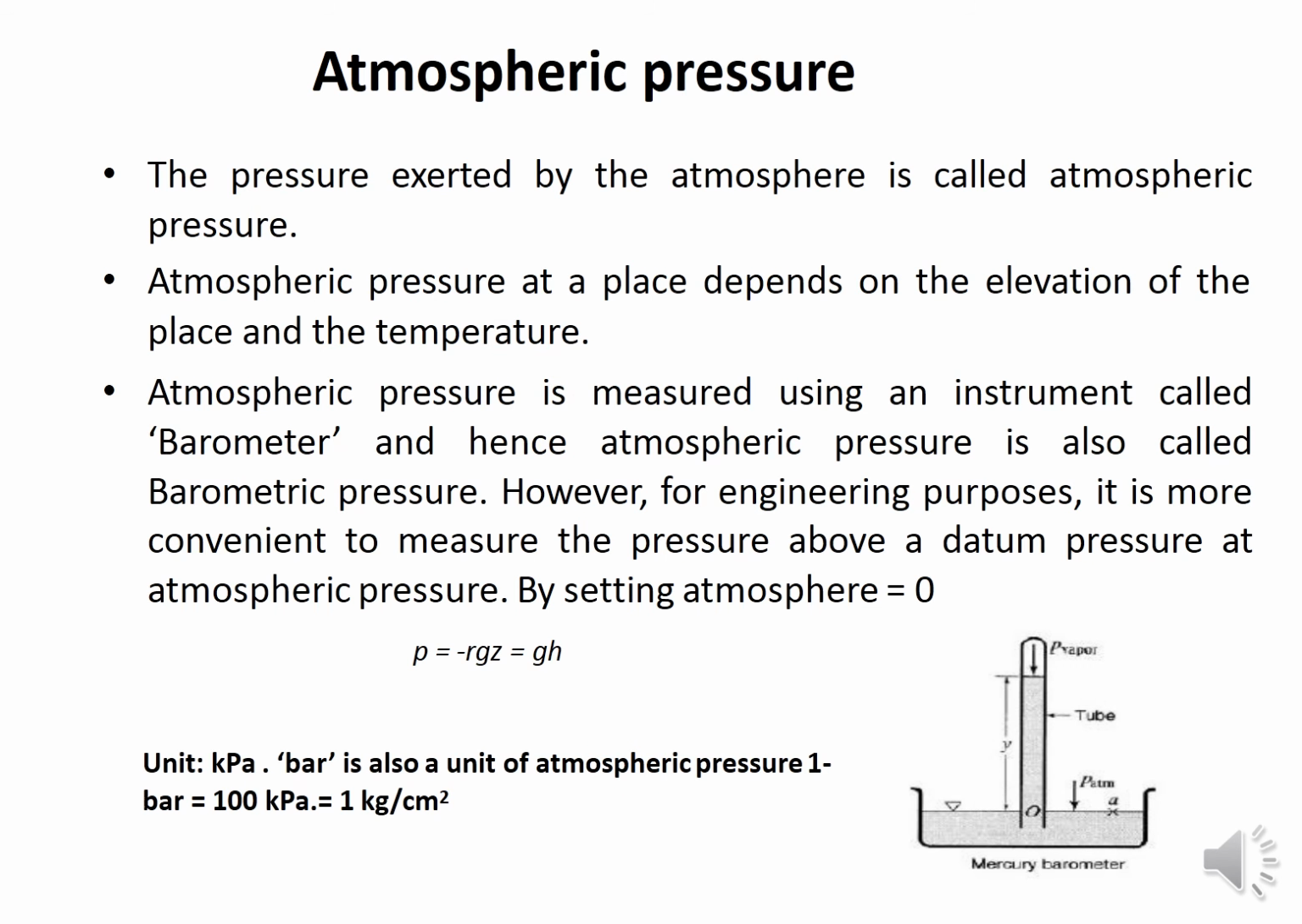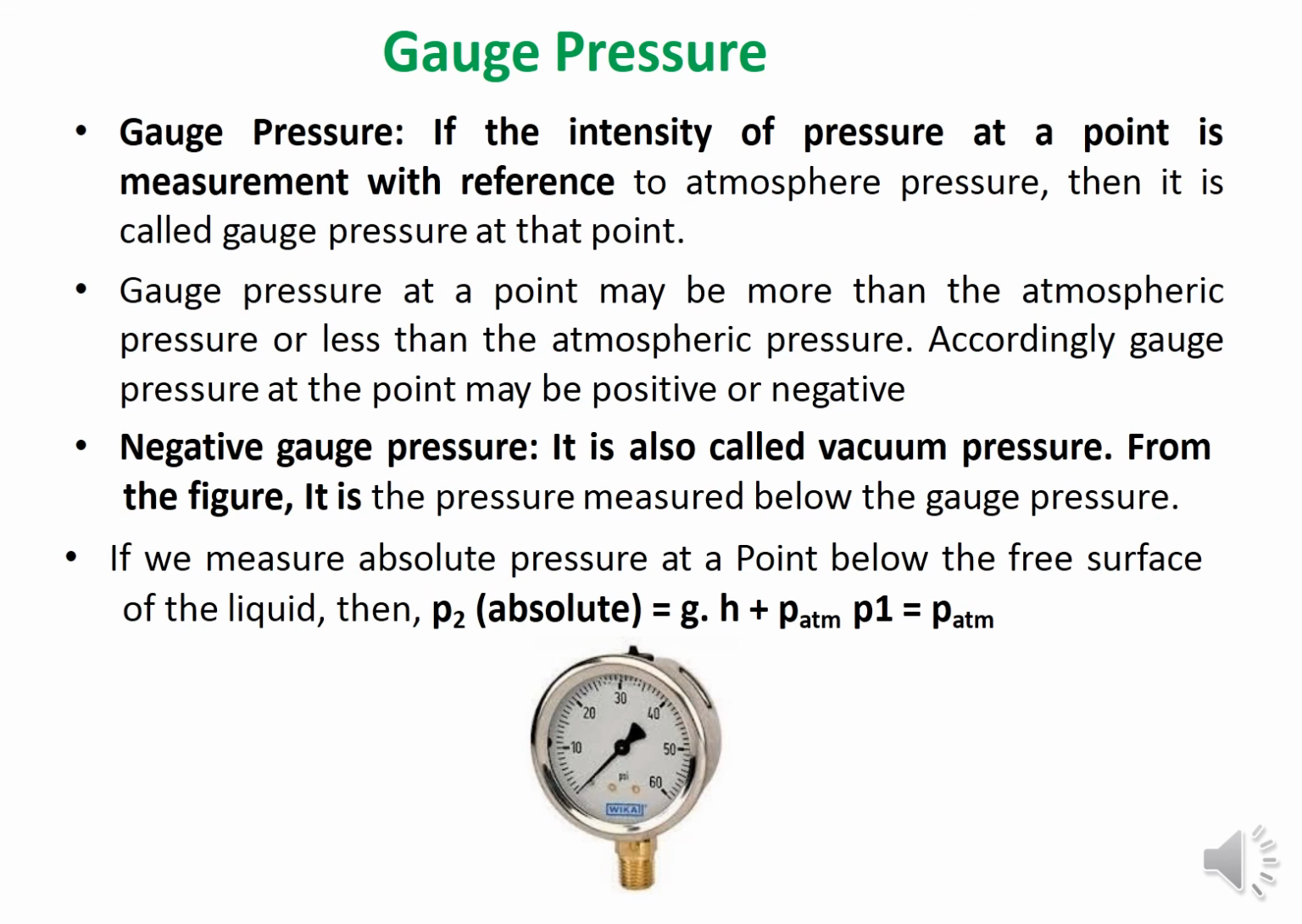Atmospheric pressure is the pressure exerted by the atmosphere. Atmospheric pressure at a place depends on the elevation of the place and temperature. It is measured using an instrument, the barometer; it is also called barometric pressure. It is more convenient to datum atmospheric pressure by setting it as 0, or we are taking it as 100 kilopascals in this one.